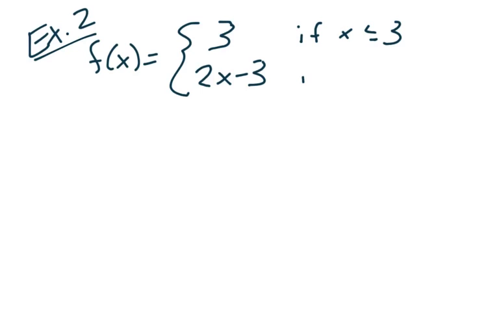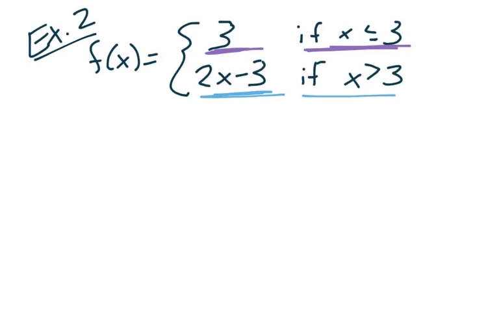So this one only has 2 options, 2 pieces. And the top piece says that I'm going to use this top piece if I have x less than or equal to 3. And I'm going to use the bottom piece if x is greater than 3. So we'll do four parts to this one.